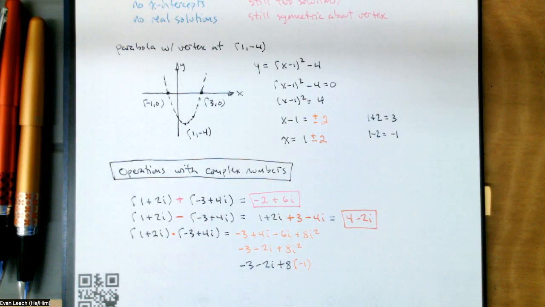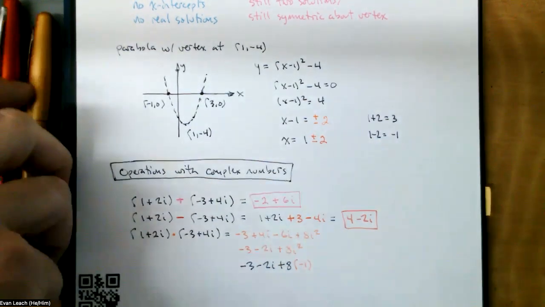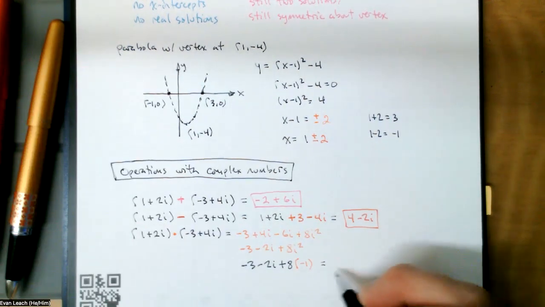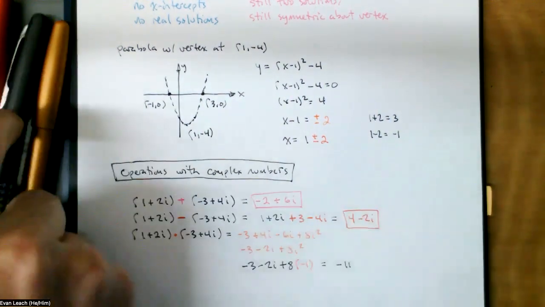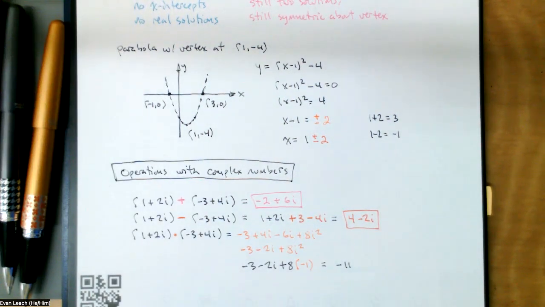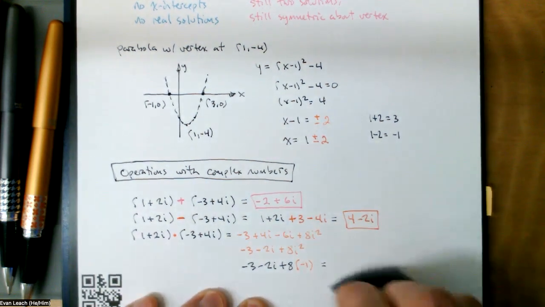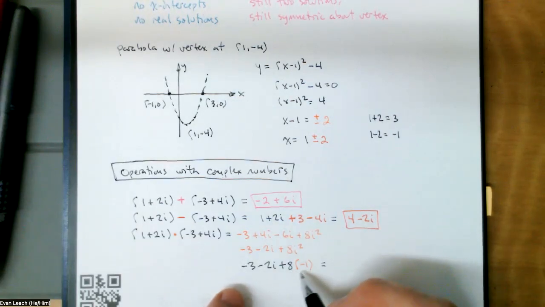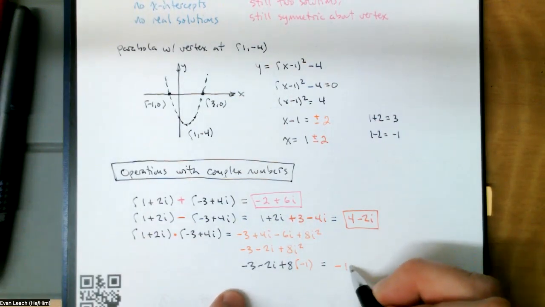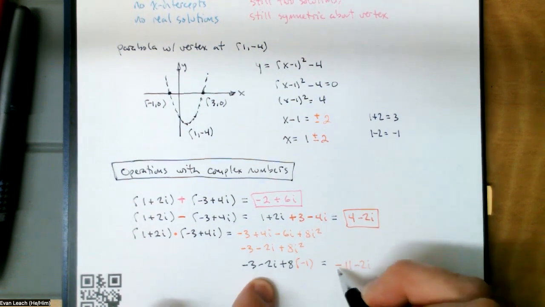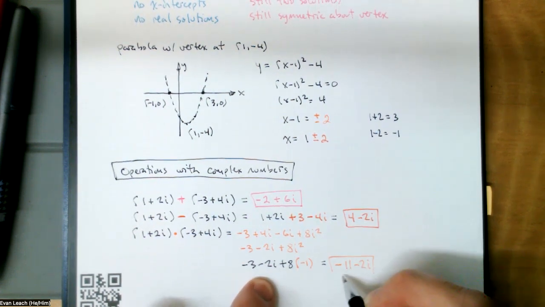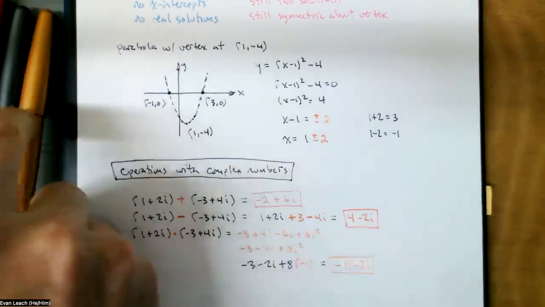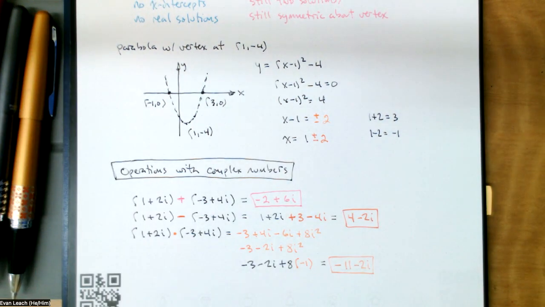So now I have -3 minus 8 is -11. -3 plus 8 times -1 is -11 minus 2i. So here we're just using the fact that i squared is equal to -1.